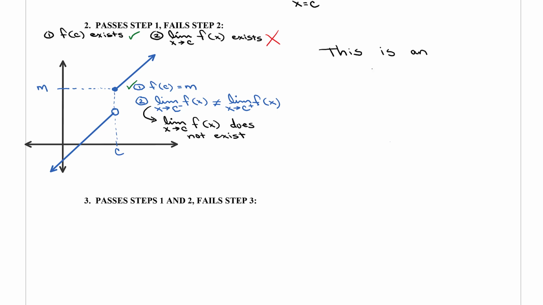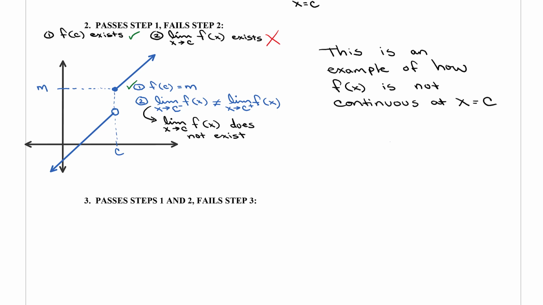this is an example of how f of c is not continuous at x equal to c. And the reason it's not continuous this time is because it fails the second step. The limit as x approaches c of f of x does not exist.